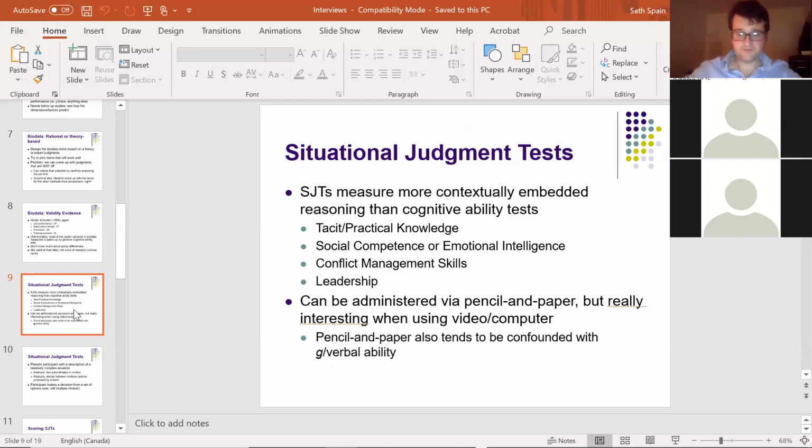But what situational judgment tests are trying to get at is what's sometimes called tacit or practical knowledge. Tacit in the sense that you can know how to do something, but find it very difficult to explain to someone else how to do it. This happens a lot with professionals with lots of experience who are suddenly called upon to teach others, to mentor or teach.